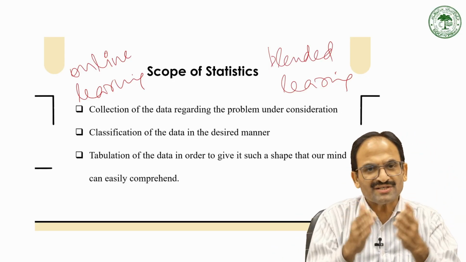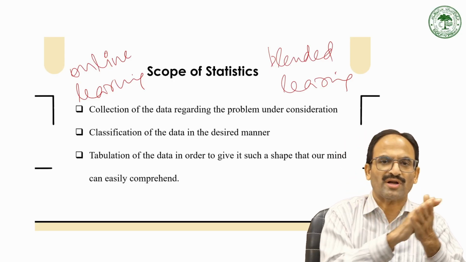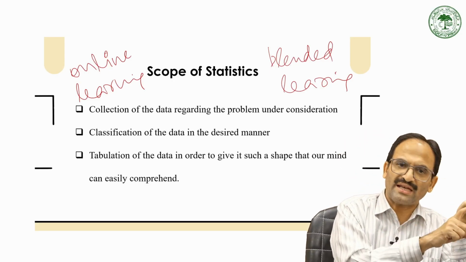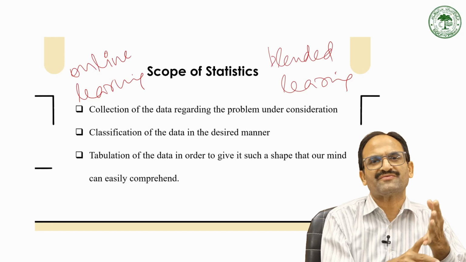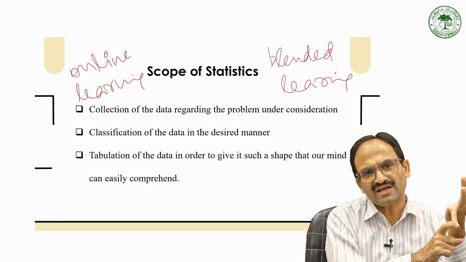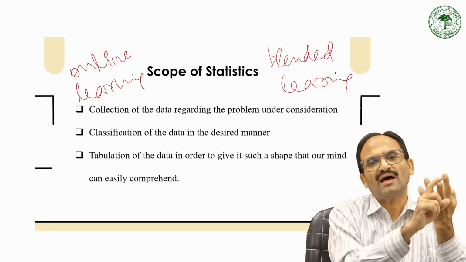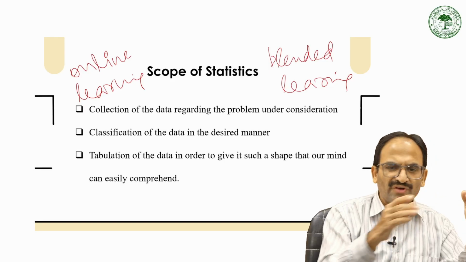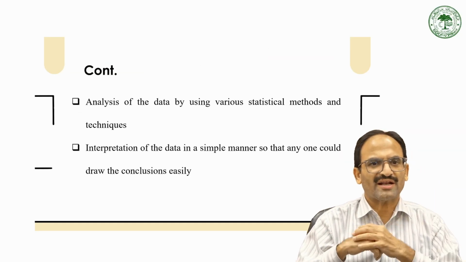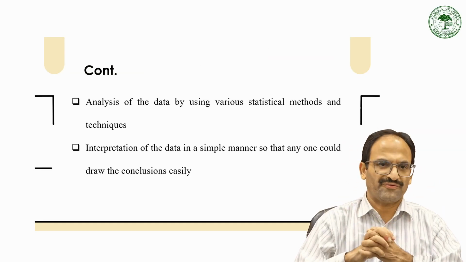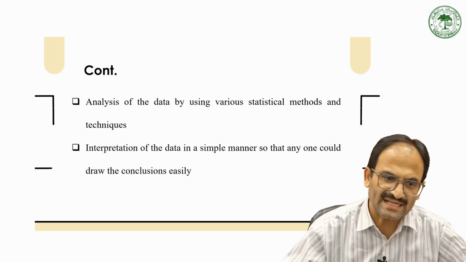So in a nutshell, these are the three important basic functions of statistics: collection of the data, classification of the data, and tabulation of the data. If we move ahead, you will find there are a few more scopes of statistics: analysis.